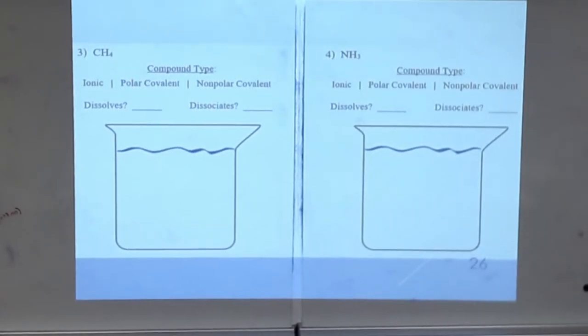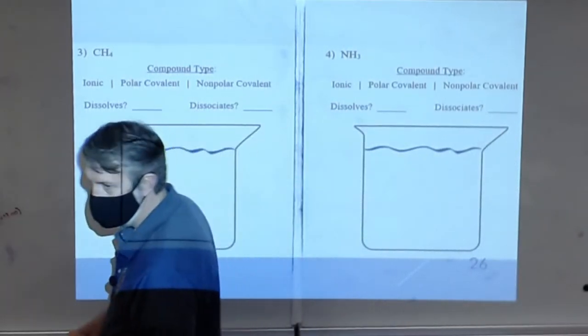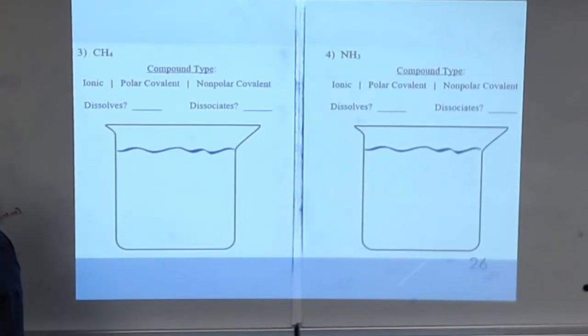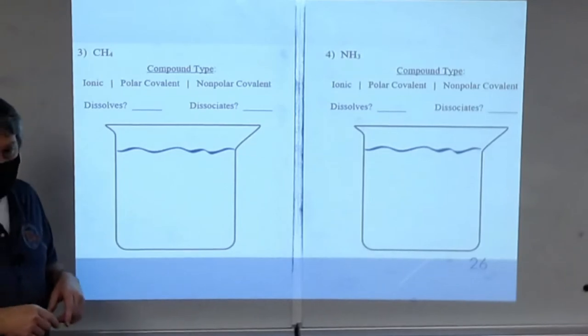So for covalent compounds, they cannot dissociate. Covalent compounds will never dissociate. All right? They're not going to fall apart. That's not a problem. So the question then is, do covalent compounds dissolve? And you answer this question by asking whether it is polar or non-polar.